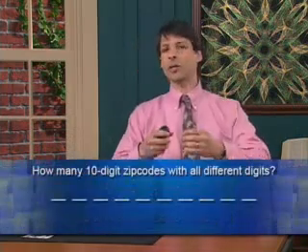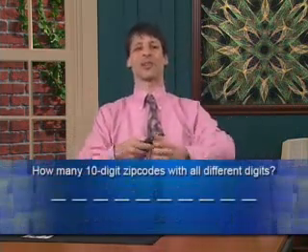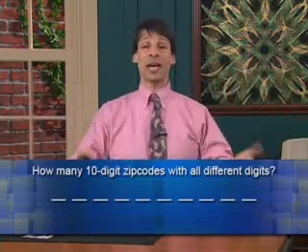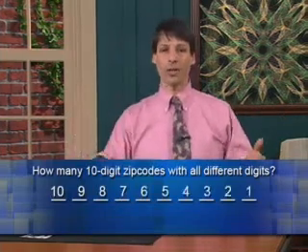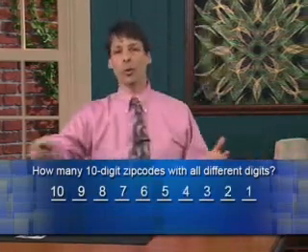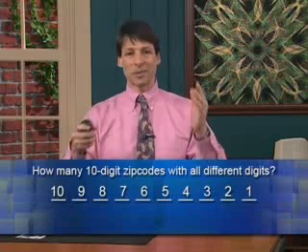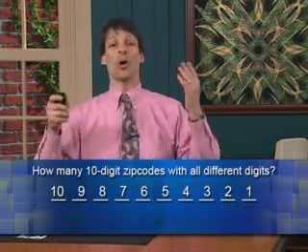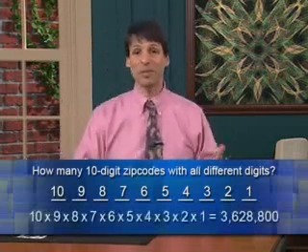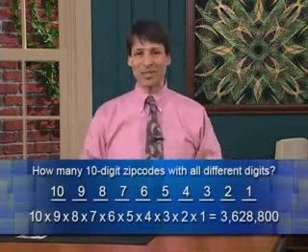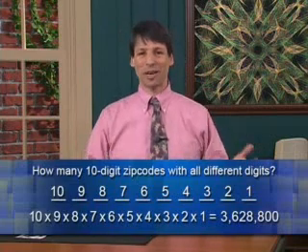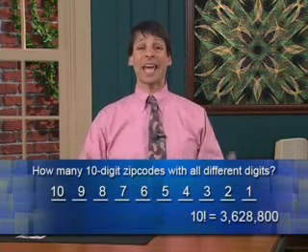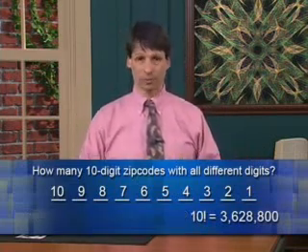Okay, but now suppose we expand from 5-digit zip codes to 10-digit zip codes. Then how many zip codes would there be? This time we would multiply all the numbers from 10 all the way down to 1. 10 times 9 times 8 all the way down to 1. We know that's the number 3,628,800, or at least we can calculate that. And we have a shorthand for that number. We call that 10 factorial.